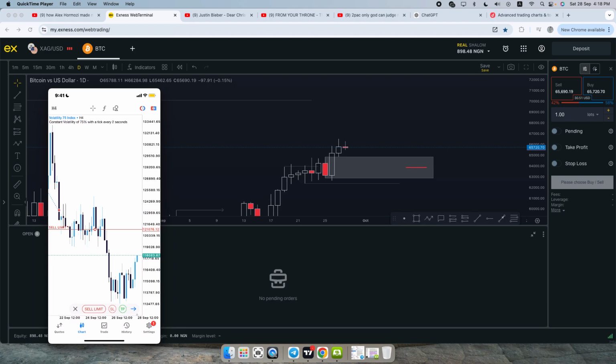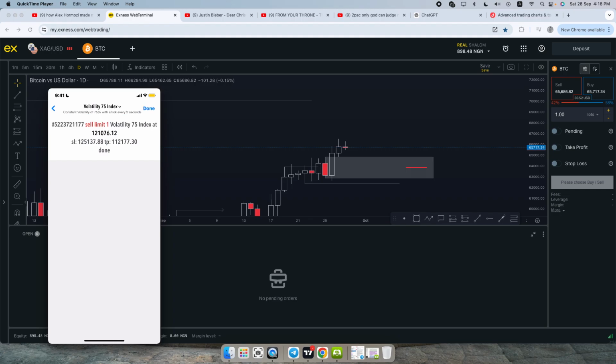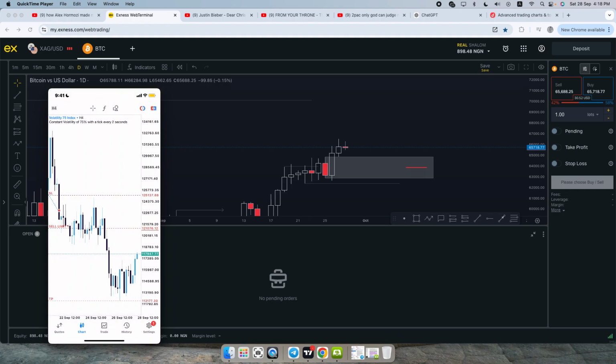So I'll just click stop loss here. I'll drag my stop loss to the current high, which is here. Okay, and I'll take my profit to the low, which is the low that is having these current internal highs at the moment. So I'll just click here. When I click here, I'll just click place order. Okay, so now my order has been placed.